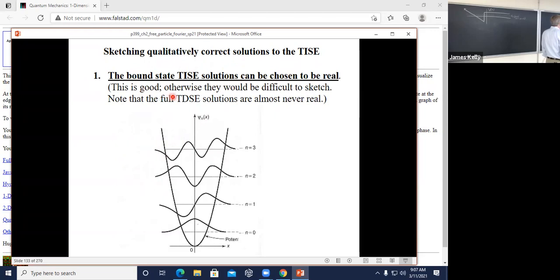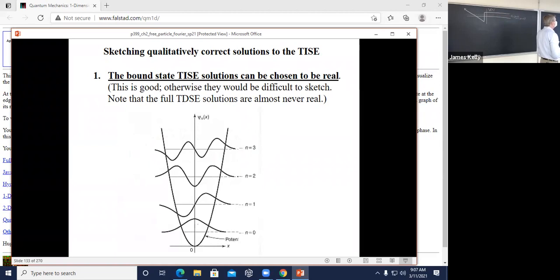This is about the reality of the solution. If we're talking about a bound state, we can assume the solution is real. We can always generate complex solutions, but whenever we've been drawing them, we've been drawing real functions. That's just because the time-independent Schrodinger equation doesn't have any i's in it. There's no imaginary part. So if you don't start out with an imaginary starting point, it'll never go imaginary. It just changes in the real direction.